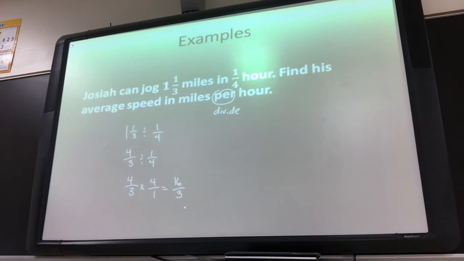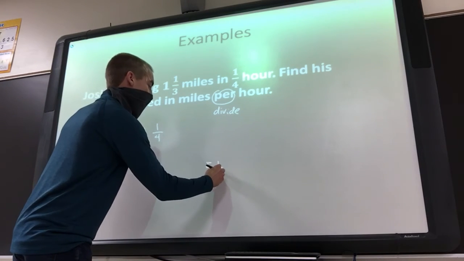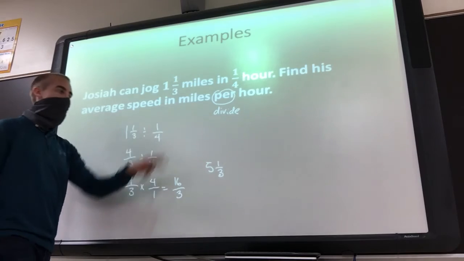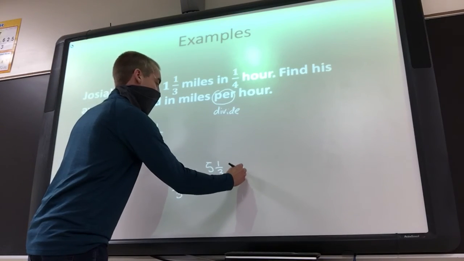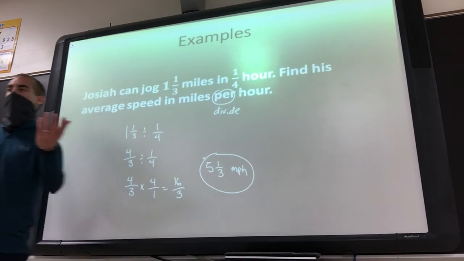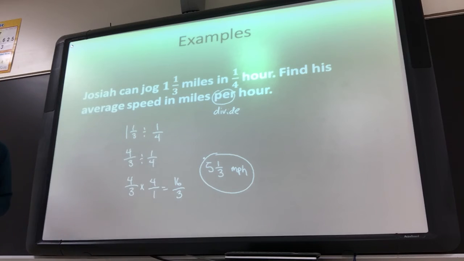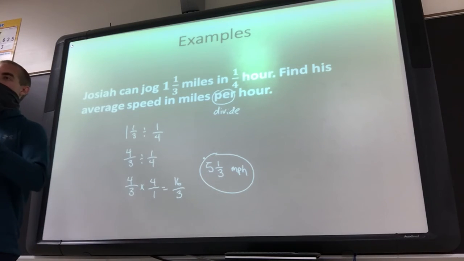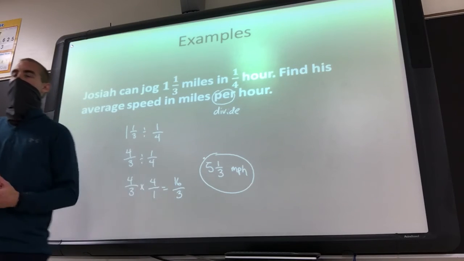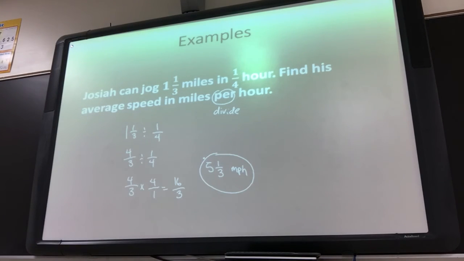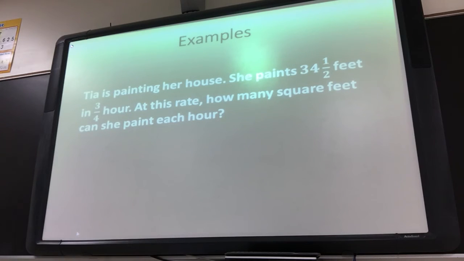And then let's convert that to a mixed number, which would be what? 5 1/3. And let's put the units with it, 5 1/3 miles per hour. We used to think of this two ways. He runs 5 1/3 miles per hour, that's his speed. Or you could also think of it as, in 1 hour, he would have run 5 1/3 miles. That's two ways you can think about that. Any questions there? So look at those keywords that tell you what operation to use, and then you set it up that way. So go ahead and do the next one on your own.